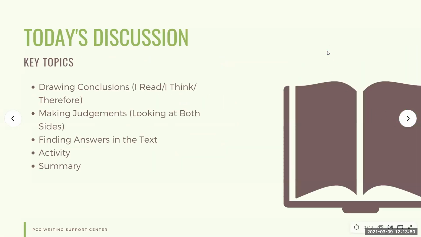So, an overview of today's discussion: we're going to be talking about three different strategies for how to read, develop interpretations, and come to understanding with the reading. The first is drawing conclusions, looking specifically at the "I read, I think, therefore" strategy. The second is making judgments, which entails looking at both sides. Then we'll have finding answers in the text. How do you find answers through your reading? And then finally, we're going to have an activity along with a summary of what we've discussed.